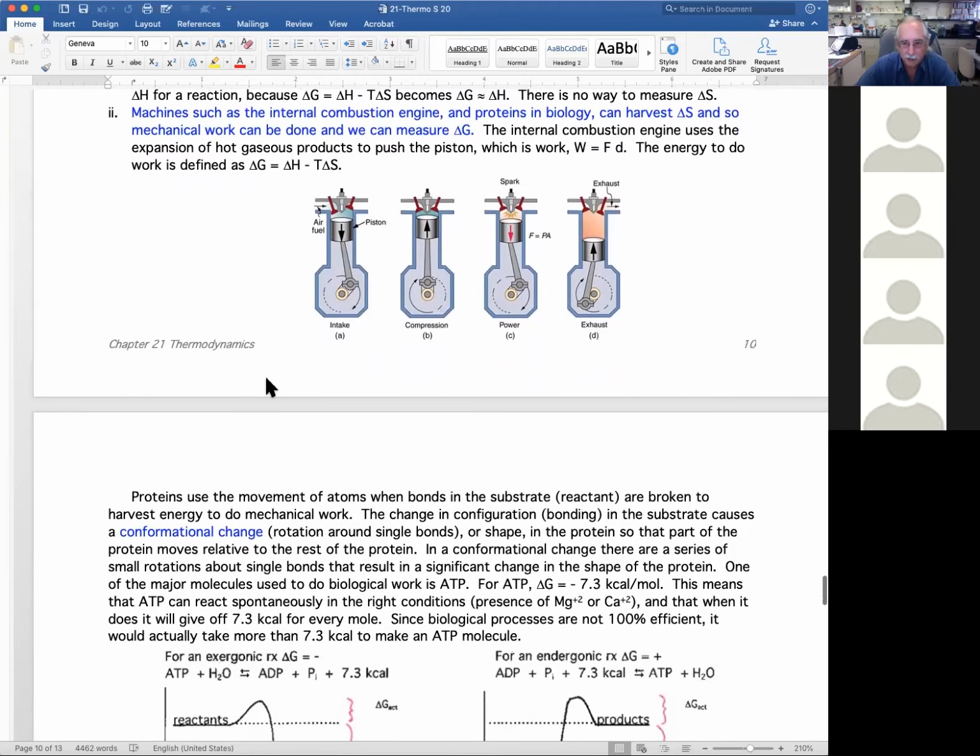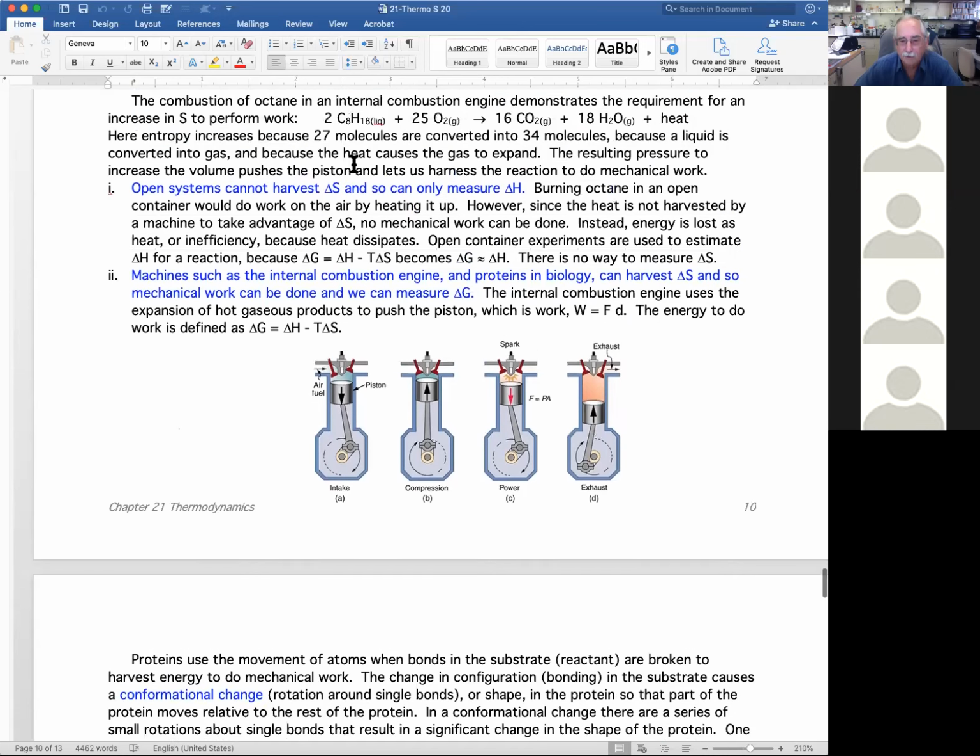But we have designed machines, such as the internal combustion engine. In biology, we have proteins, and these are able to harvest the delta S, so we can do mechanical work, and then we can actually measure the delta G. So what does the internal combustion engine use? It uses expansion of hot gaseous products to push the piston. By pushing the piston up and down, that's work. Work is force times the distance. So the energy to do the work is defined by this.